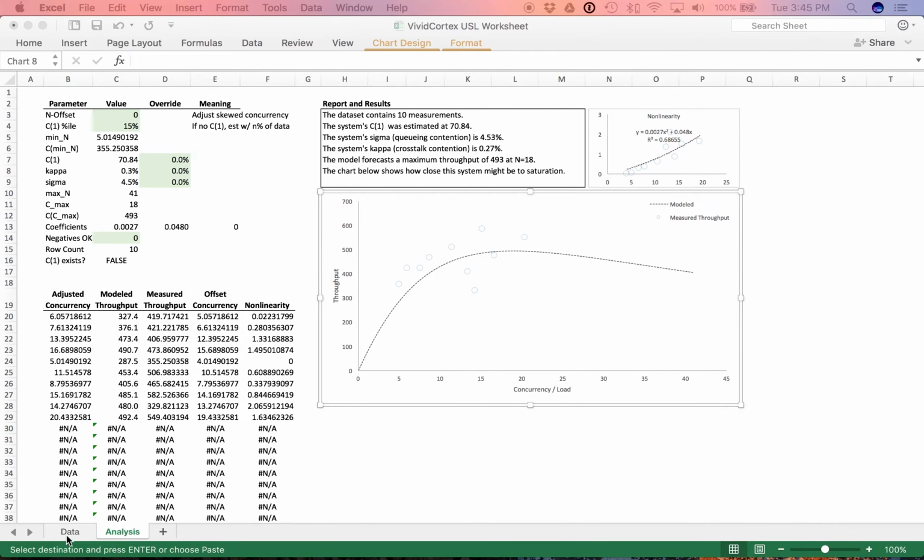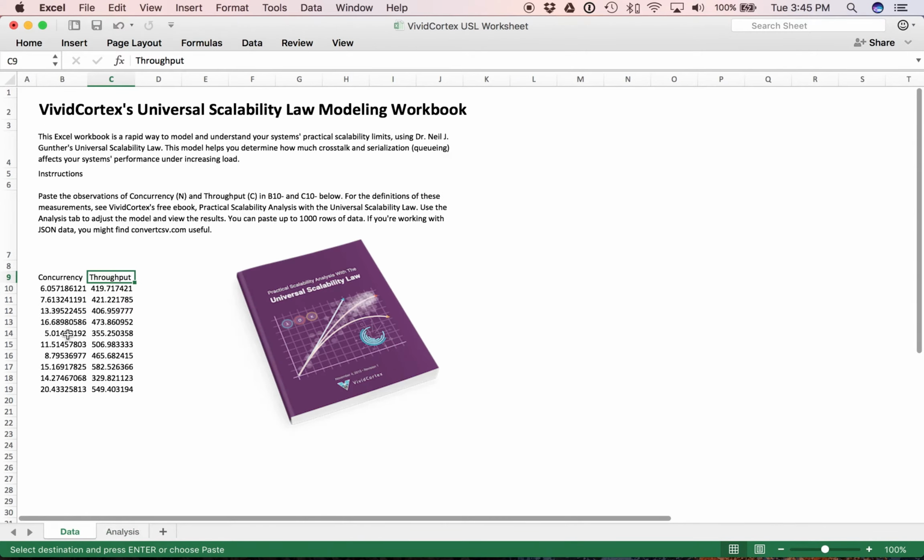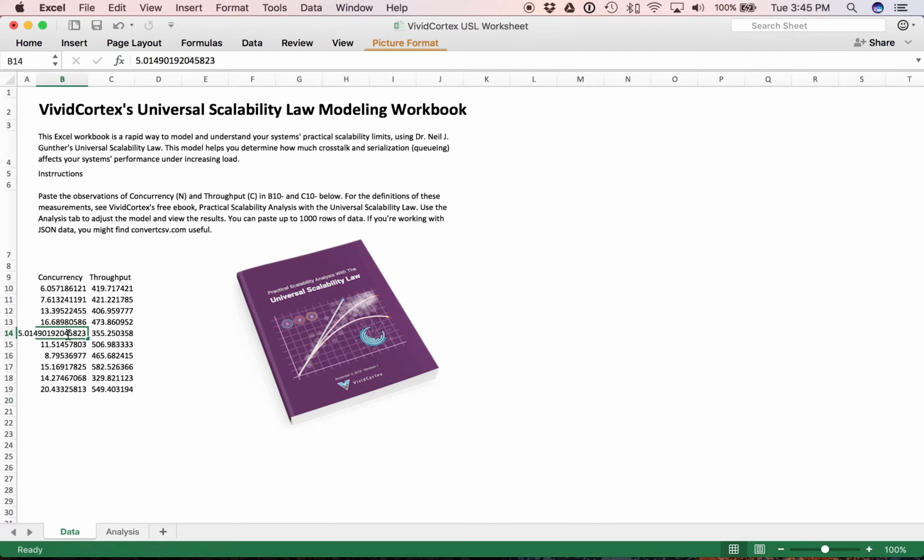Let's look at a different data set where, hang on, I can't talk and type at the same time. And Excel uncopied what I had. So let me switch back and paste that in again.